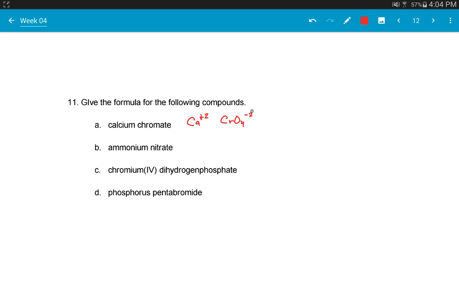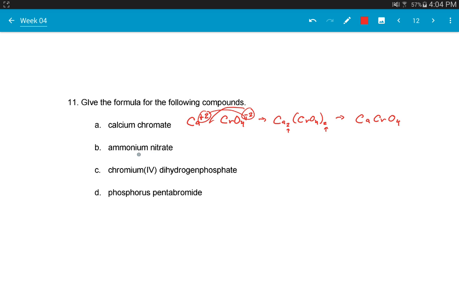If we cross our charges, bringing the number without the sign down for each one, we would end up with Ca2(CrO4)2, but we can reduce down those 2's and simplify this to just CaCrO4.